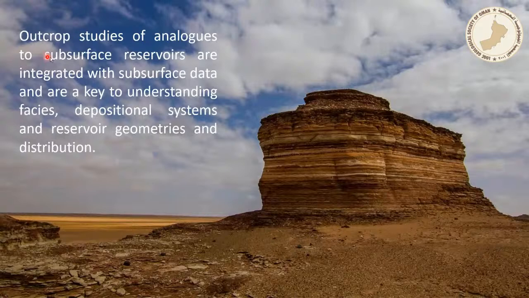And when you go to this location, for example, this is Miqrat. This can be as deep as 4 kilometers underneath us, but it's out there in the Mahout area. So geologists will go and try to understand what kind of reservoir this Miqrat formation is. You use outcrop studies of analogs to subsurface reservoirs, integrated with subsurface data, and they are key to understanding depositional systems and reservoir geometries and distribution.